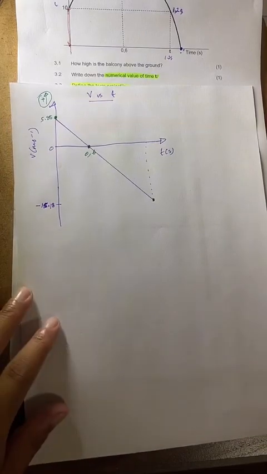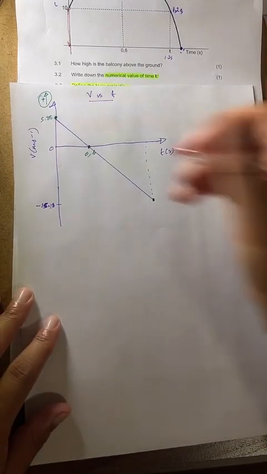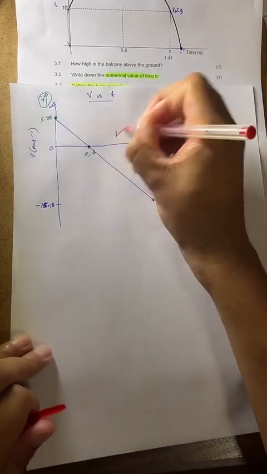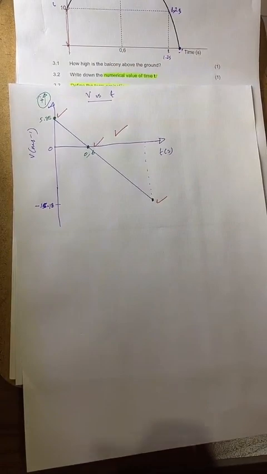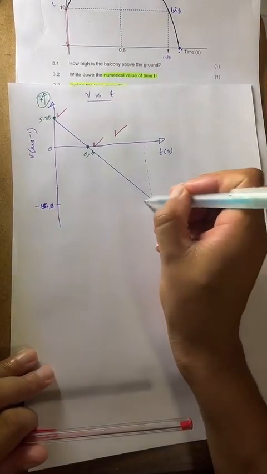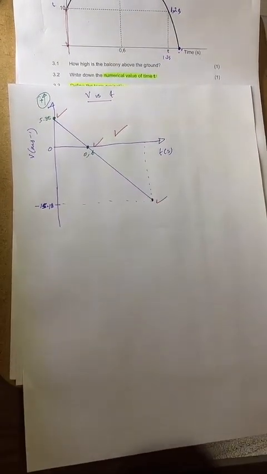We get 4 marks. Number 1, you get a mark for the shape. The shape of the graph is 1 mark. Now showing all these points is a mark. And there you have it. This is the graph that they want.